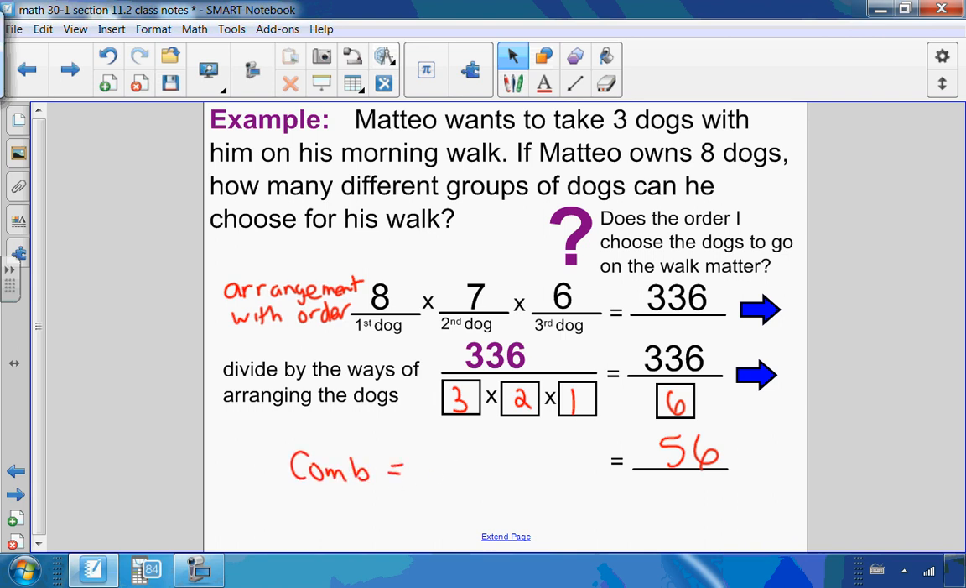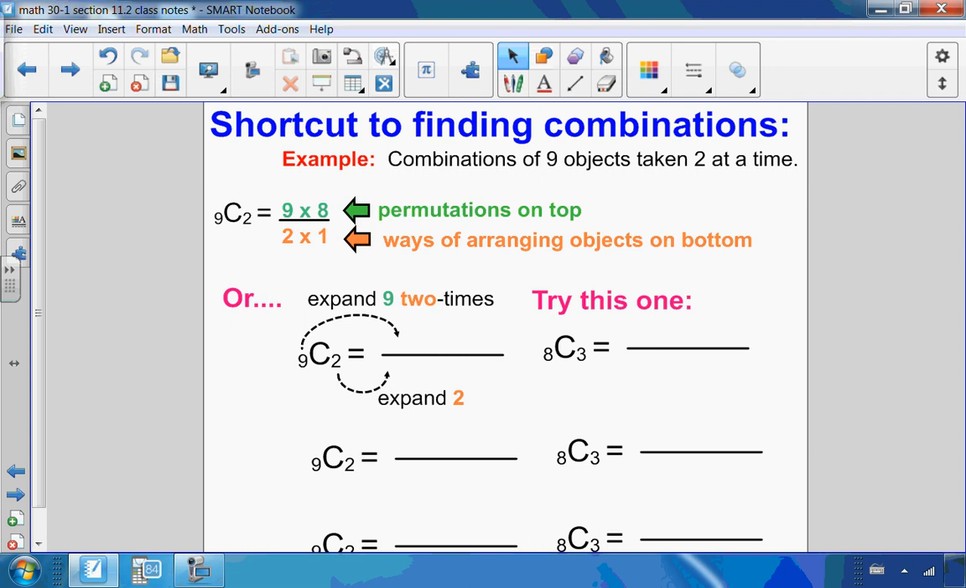We took all of the permutations, which is the arrangements, and we divided by the ways of arranging the 3 dogs. So this is the permutation of the 8 dogs, and this is the ways of selecting the 3 dogs. Okay, that's why it's a lower number. Let's look at a shortcut to figuring out combinations.